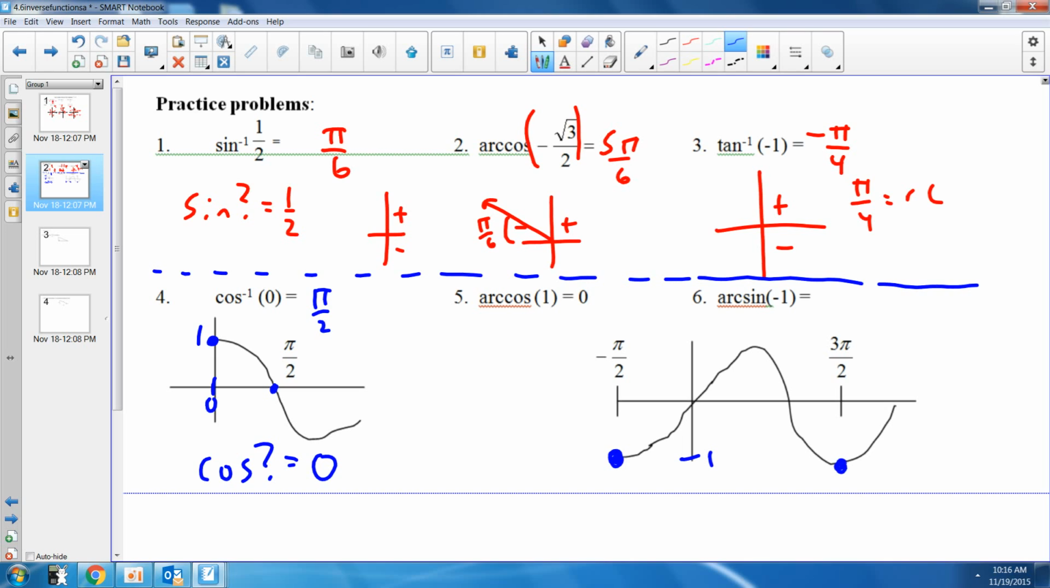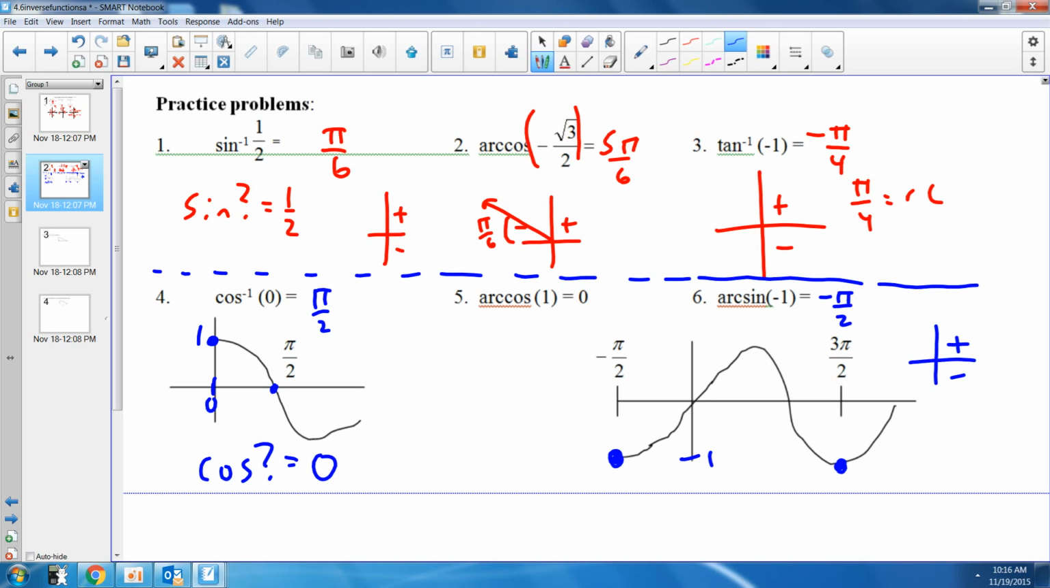Which point is it? It's the point where it's in the range where the inverse function is defined. Where is the inverse sine defined? If it's a positive number, it's here. If it's a negative number, it's here. So my angle has to be this angle right here, negative pi over 2. So this is negative pi over 2.